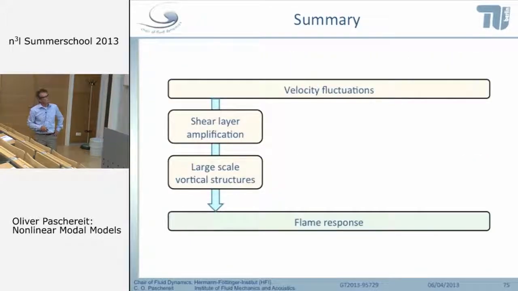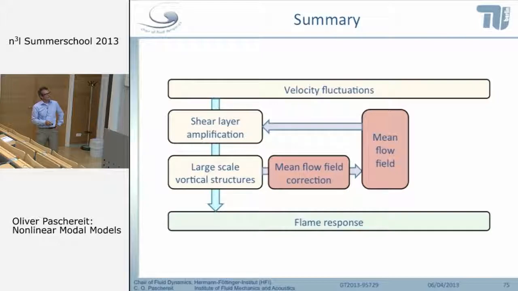So to summarize, the result is that our velocity fluctuations form large-scale vortical structures. They act on the flame response. If we increase our forcing amplitude, the amplification here gets lower. We modify the mean flow, and therefore the influence on the flame is less. And we can do the same thing by using linear stability analysis and calculating this whole effect.